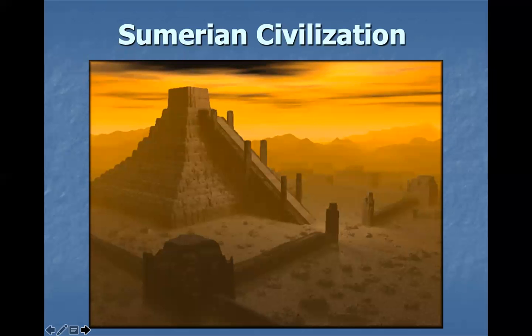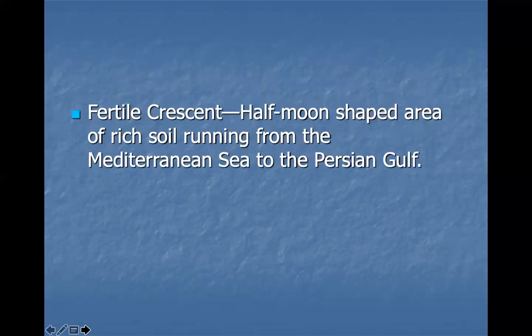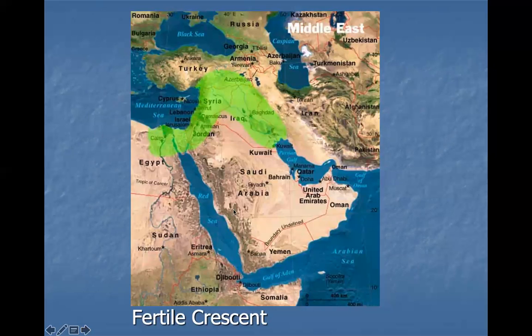Sumerians, there you see the ziggurat. Remember, they're located in the Fertile Crescent, the half-moon shaped area of rich soil running from the Mediterranean to the Persian Gulf. When you look at the map, it gives you a better idea of how far it stretches. So here's Mesopotamia in this area, and the Fertile Crescent stretches out all the way to Egypt. The reason they call it the Fertile Crescent is the half-moon shaped area of extremely fertile land, with the Tigris and Euphrates in between there.